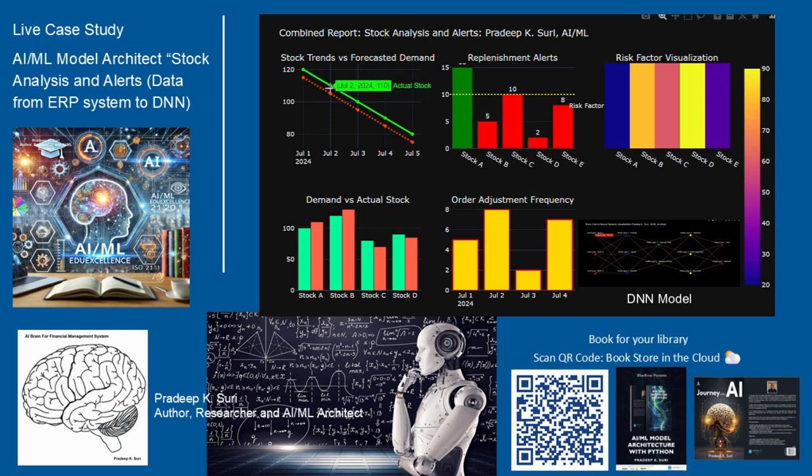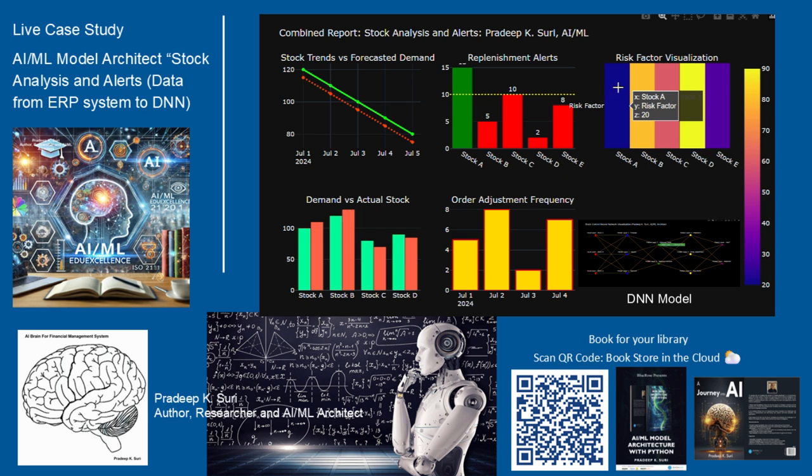Section 5, Order Adjustment Frequency. Bar chart: this chart shows the frequency of order adjustments for each stock over the same period. Observations: stock D has the highest frequency of order adjustments, indicating frequent fluctuations in its stock levels. Stock B, C, and E have lower adjustment frequencies, suggesting more stable order patterns.